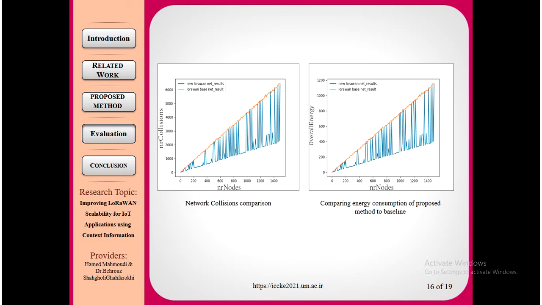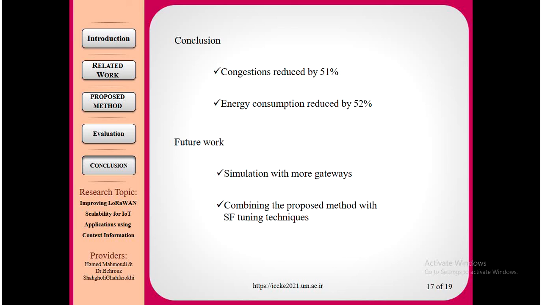The simulations were performed with and without our scheduling time calculations, and you can see the results in these diagrams. The left one is the comparison of collisions, and the right one is the comparison of energy consumption of the proposed method, which is the blue line in the chart, and the baseline, which is the default LoRaWAN network in the simulator, and is the orange line in the chart. As you can see in the next slide, for conclusion, using our proposed method reduced congestion by 51% and energy consumption by 52% on average.